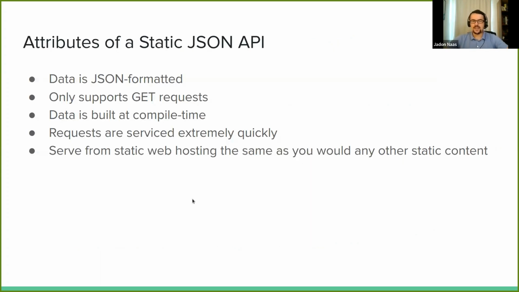So it's all JSON formatted. Like I said, you can only do GET requests. So it's really meant for just reading data because it is static. You build all of the data when you run Eleventy, when you do your site build. Since it is static, requests happen almost immediately. There's no trip to the database. There's no building the JSON data and getting it out there.